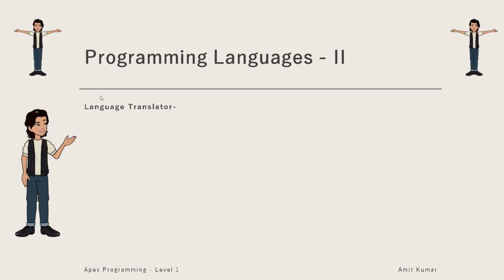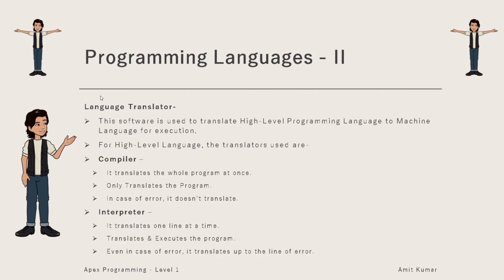Language translators. Now we know a high-level language is a language which our computer doesn't understand, and hence we need translator software so that we can convert it into a machine language program. The software used to translate a high-level language program to a machine language program is known as a language translator, and for high-level languages the translators used are compilers and interpreters. Now why do we have two different translators? Because they have two different approaches.